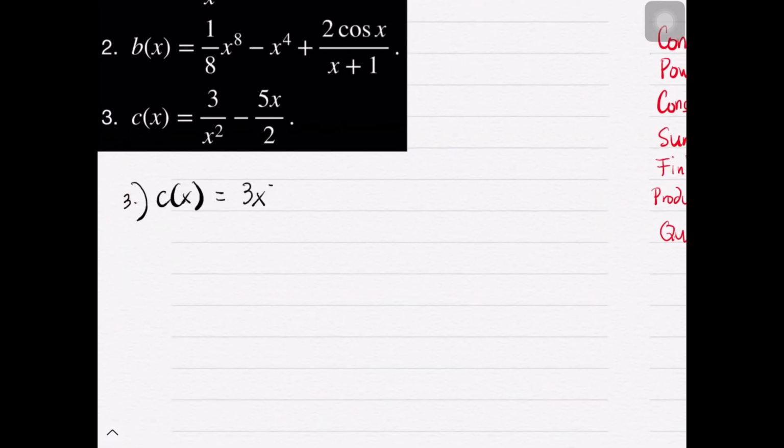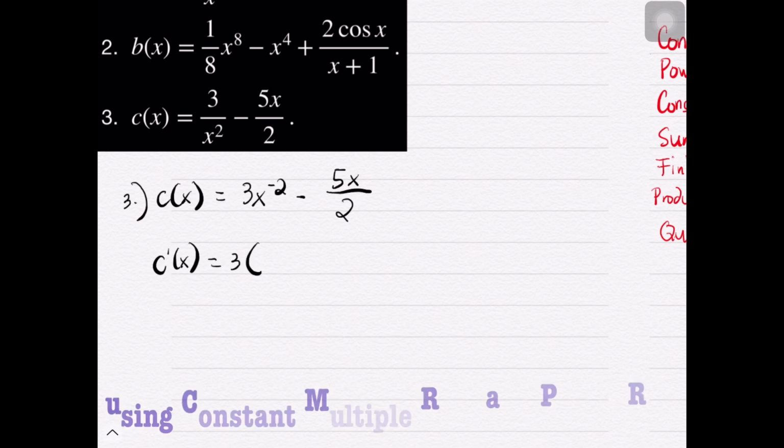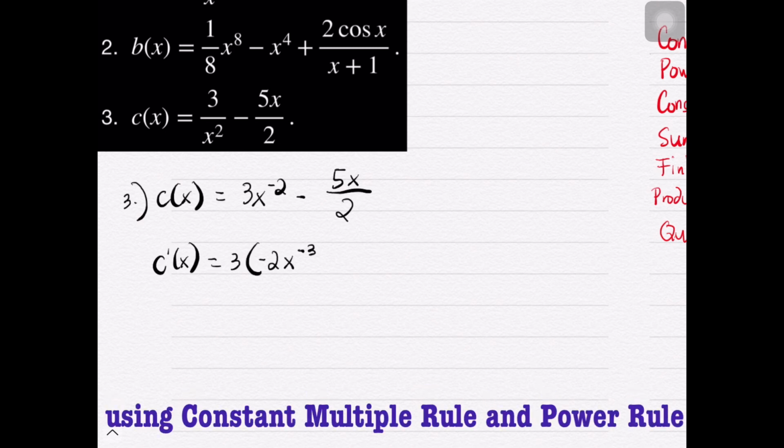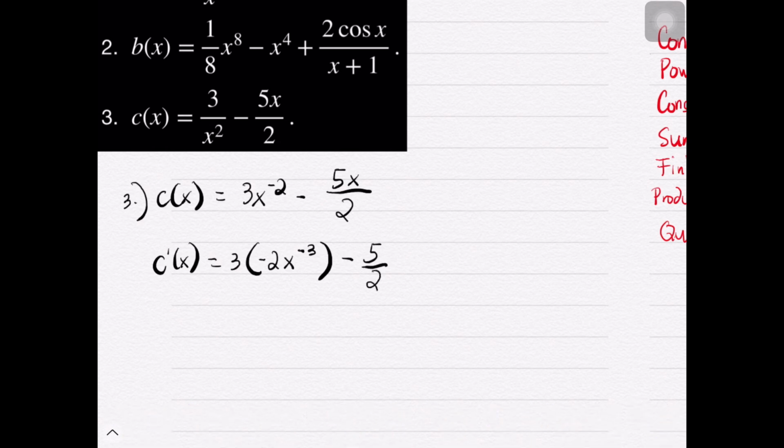For item number 3, I'll be giving you 2 possible ways. First, let's make use of a negative exponent, so that 3 over x squared can be written as 3 times x to the power of negative 2. So for its derivative, we now have this. Since the derivative of x will just be 1, we now have negative 6x to the power of negative 3 minus 5 halves.